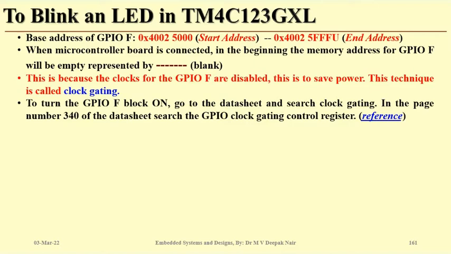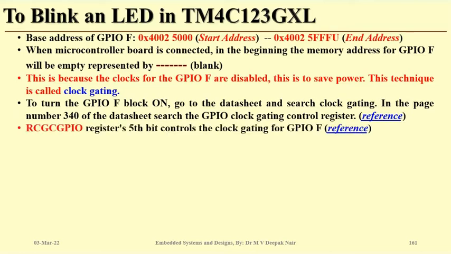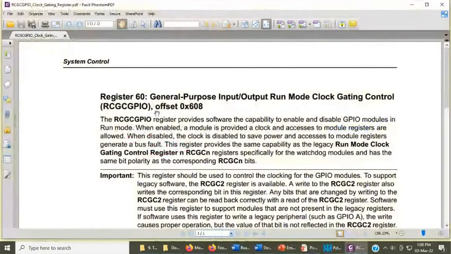Okay, we know that we have to reach the fifth pin, or the fifth bit, of RCGC GPIO. Fifth bit because we are talking about GPIO port F. Okay, so please open the data sheet parallelly. If you have any doubt, you can open the data sheet.